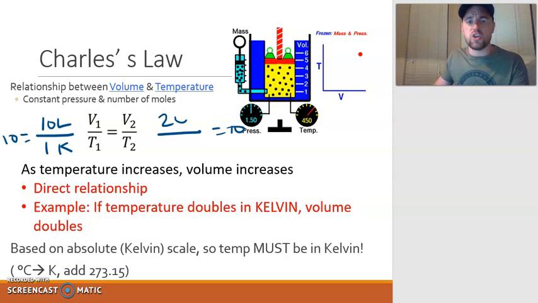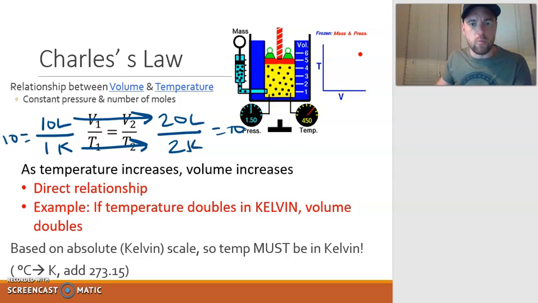So what if the volume changed to 20 liters? What would have to be the new temperature so that it still equaled 10? Well, 20 divided by what would give you 10? And that would be 2 Kelvin. So what happened with the volume here? The volume increased. It went from 10 to 20. What happened to the temperature? It also increased. It went from 1 to 2. So both volume and temperature increase in the same direction. That's known as a direct relationship.